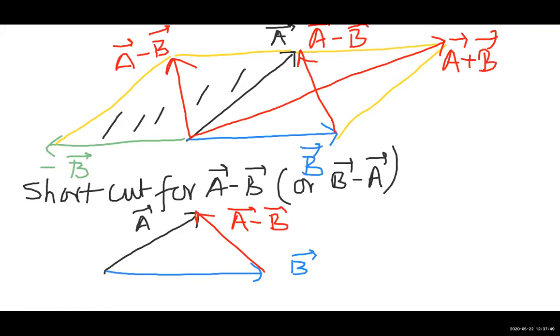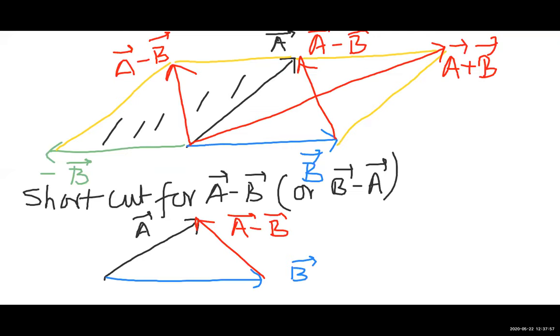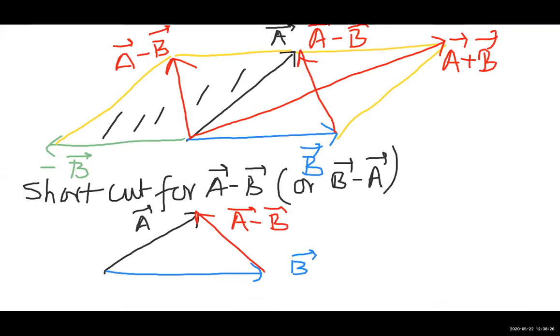Lekin B minus A kidhar hoega? What is the relationship between A minus B and B minus A? Yeah, single parallelogram, yes, we can find. The magnitude toh equal hai, obviously magnitude equal hai, but their directions are opposite. Why are the directions opposite? Because I'm multiplying minus 1 to A minus B and that gives me B minus A. Right? Let me just write this here. A minus B is equal to minus of B minus A.